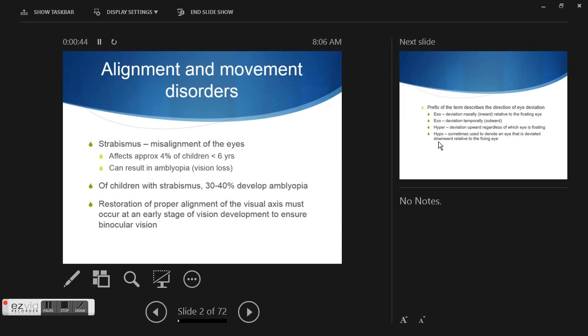So strabismus is another term for actual misalignment of the eyes. It occurs in about 4% of children less than 6 years of age, and it can result from amblyopia or vision loss. And actually, 30 to 40% of children with strabismus will eventually develop vision loss. So the restoration of proper alignment must occur at an early age of vision development to ensure proper binocular vision.